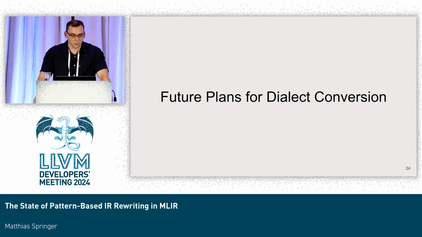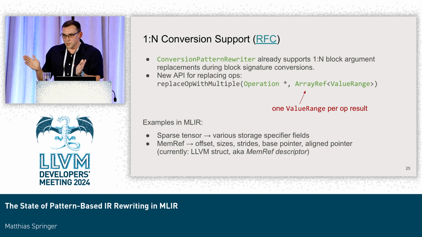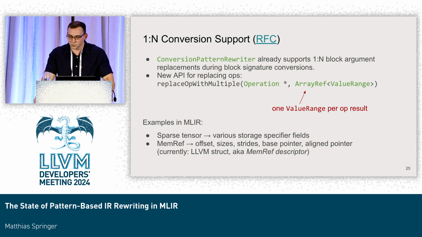Okay, finally, I want to talk about a few future plans that I have for the dialect conversion. One of them is to add one-to-N support to the dialect conversion. The dialect conversion already has some limited support for that for block arguments. Specifically, the apply signature conversion API supports it, but we do not support it for replace op. So what I want to add is a new function, basically replace op with multiple, where each result is replaced with a value range. One example where this could be useful: think about a memref, which is one SSA value, and it expands into multiple things which make up the memref descriptor.